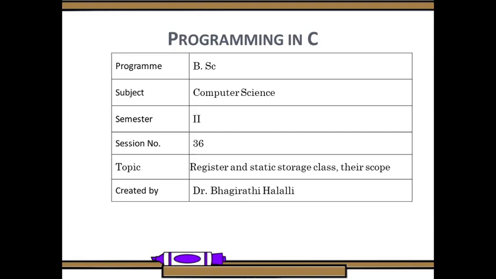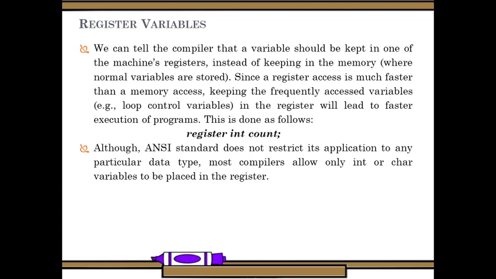In this series of learning C programming, in the previous video we discussed storage classes. We have four types of storage classes: auto, external, static, and register, which we discussed in the overview in a previous video. In this video we will see register and static classes in detail, and their scope.